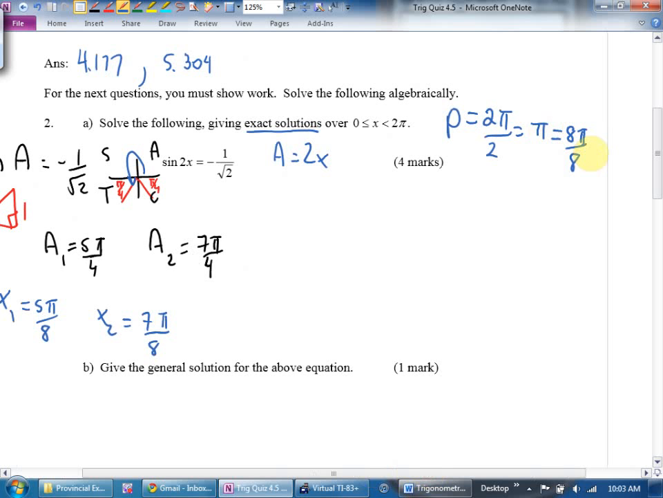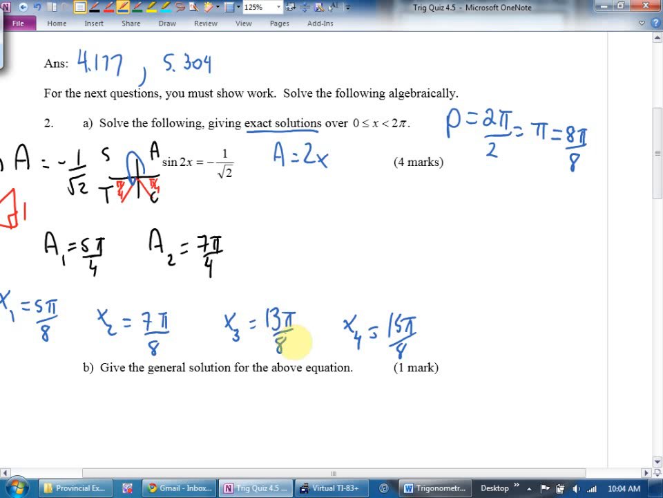So I can find extra answers. Let's see. X3 is going to be add 8 pi by 8, add the period to 5 pi by 8, sorry, 13 pi by 8, which is less than 2 pi. Is there an X4? Probably, because usually there's four answers when there's a 2 there. 7 pi by 8 plus 8 pi by 8 is 15 pi by 8, which is also less than 2 pi. Is there a fifth answer? No, when I add the period to that, I'm bigger than 2 pi. I'm bigger than 16 pi by 8.